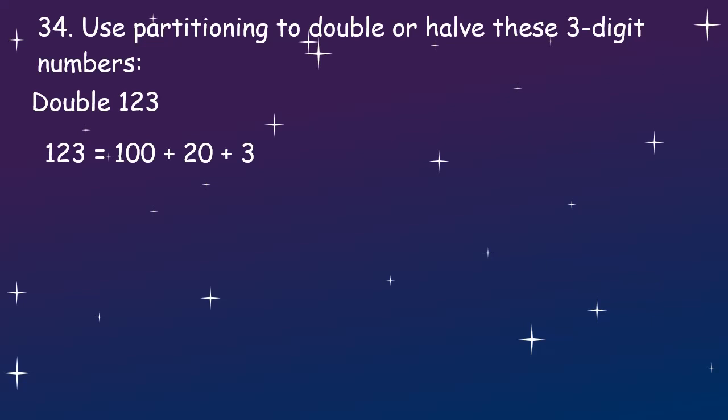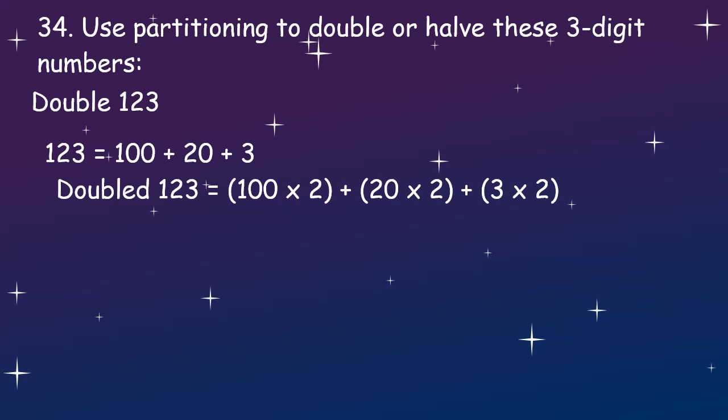Now let's double each one. Double 100 is 200, double 20 is 40, and double 3 is 6. Now let's add them together. We get 246. So double 123 is equal to 246.